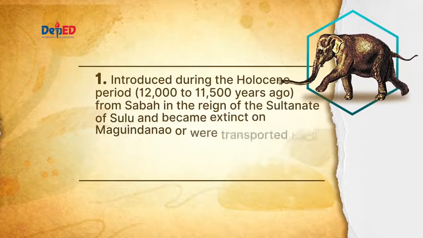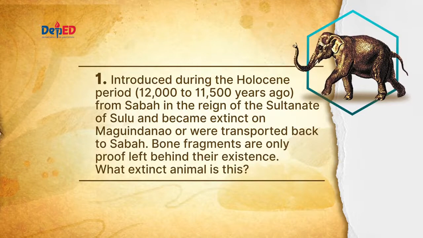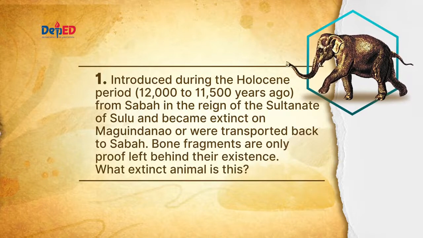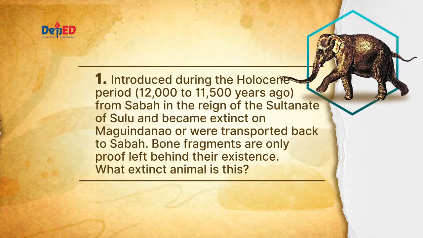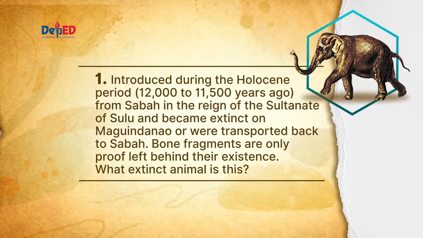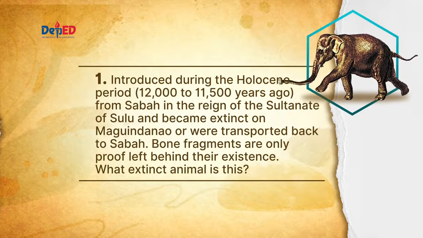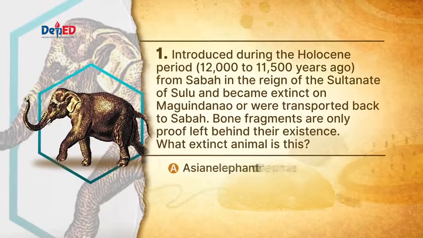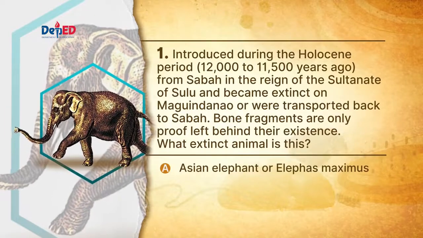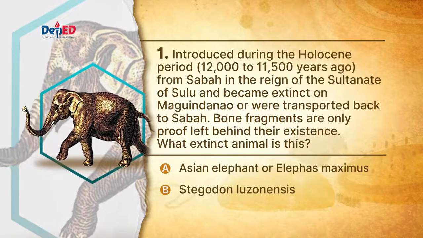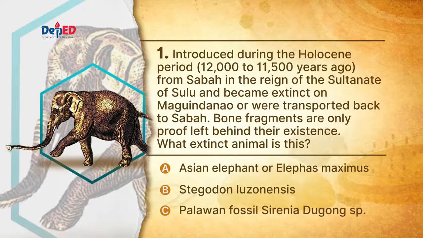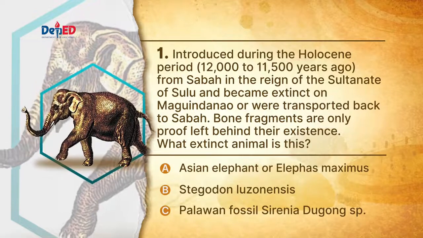Question number 1. Introduced during the Holocene period from Sabah in the reign of the Sultanate of Sulu and became extinct on Maguindanao or were transported back to Sabah, bone fragments are the only proof left behind of their existence. What extinct animal is this? A. Asian elephant or Elephas maximus. B. Stegodon luzonensis. Or C. Palawan fossil sirenia, gusong species.